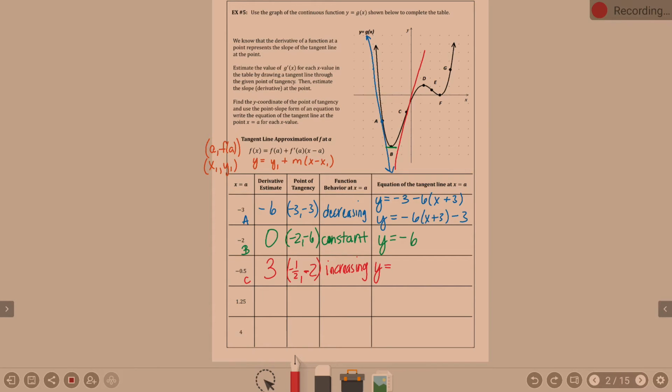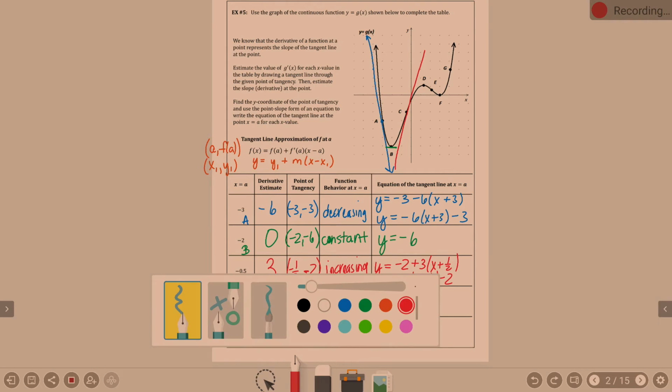And an equation: -2 plus either 3. I noticed after that first one, I switched it and wrote it the other way. I wasn't writing it her way, so whichever you want to do. So let's see, what did Doug say? -2 plus 3 times x plus 0.5. If you prefer, you could say y equals 3 times x plus a half minus 2. Now I'm going to repeat colors.